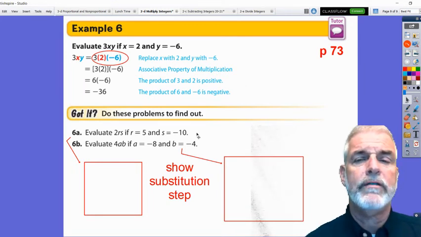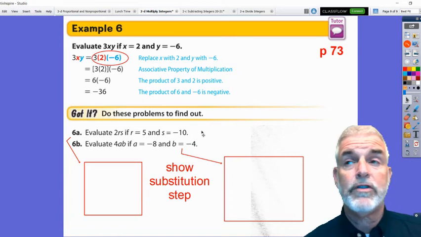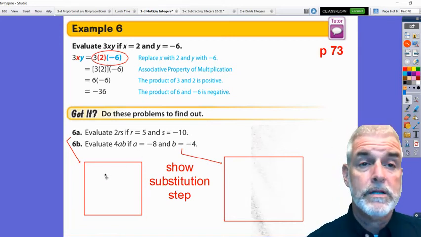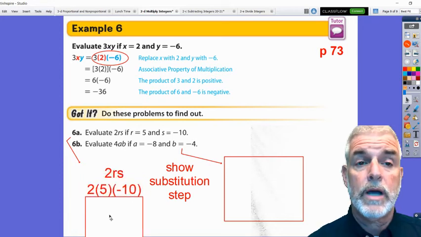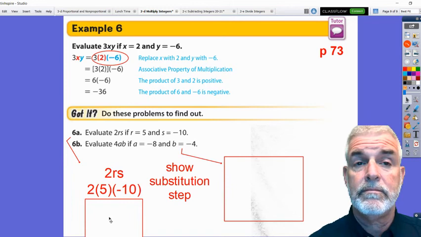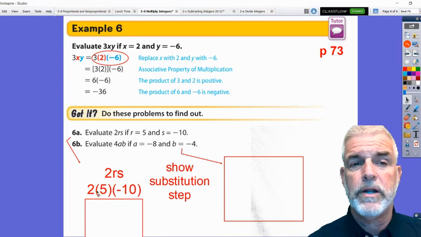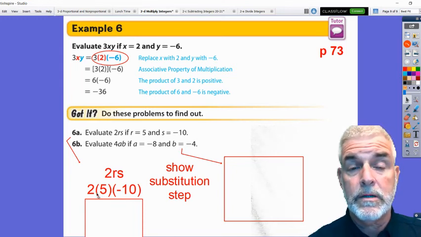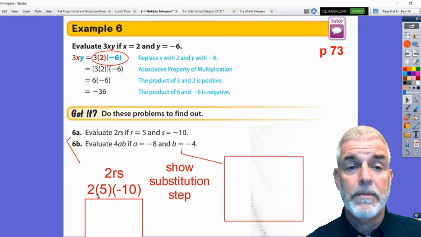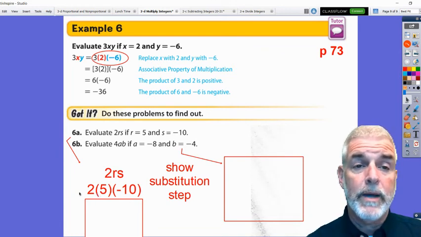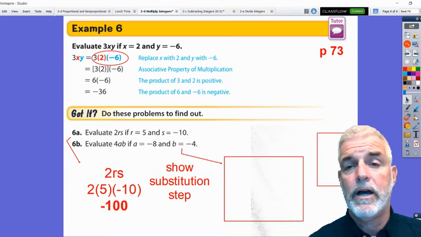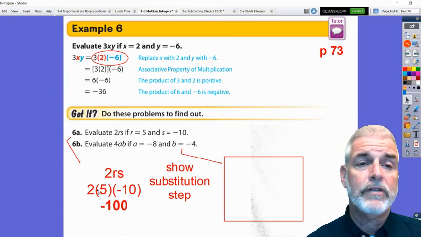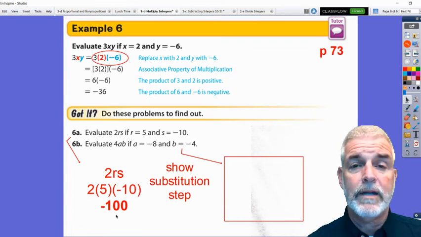All right, so now here are two for you to do. 2rs, if r equals 5 and s equals -10. So after the substitution step here, it's going to look like this. 2 times 5 times -10. Use parentheses for multiplications of numbers, or you could put a dot there. Do not use an x. We don't use x for multiplication anymore. And now you can evaluate this. It's easy enough. 2 times 5 is 10 times -10. So you don't have to write any other steps here. It's positive times negative, so the result is -100.